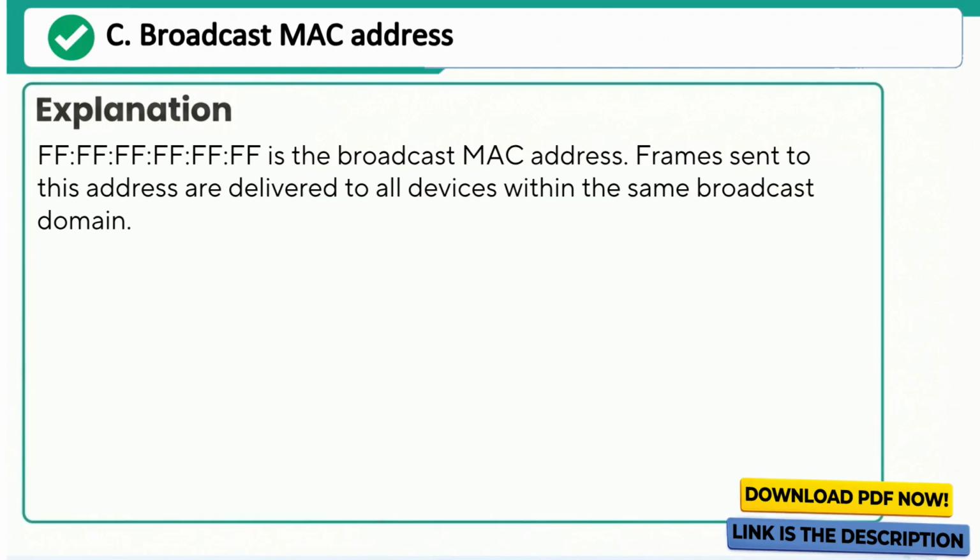FFFF.FFFF.FFFF is the broadcast MAC address. Frames sent to this address are delivered to all devices within the same broadcast domain.